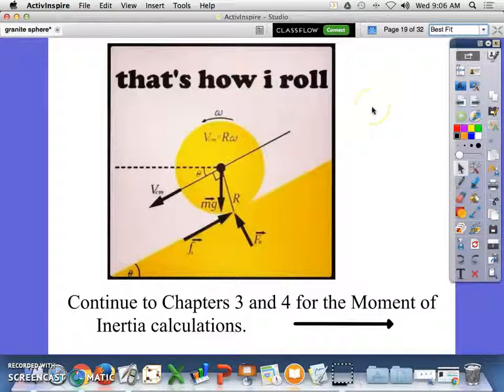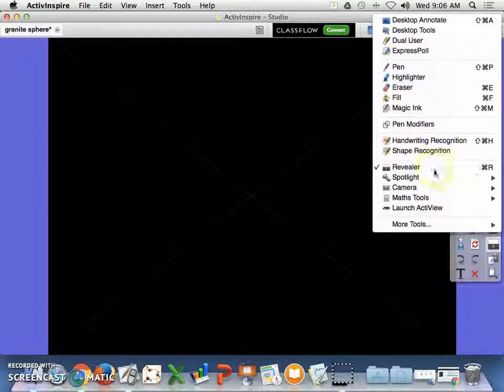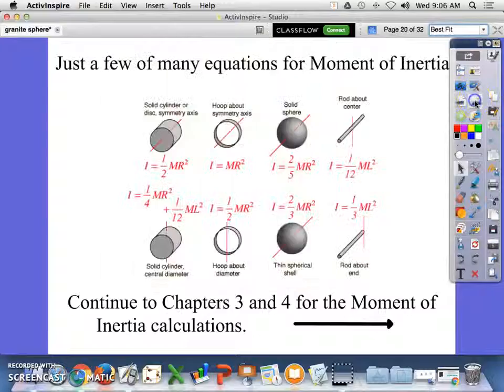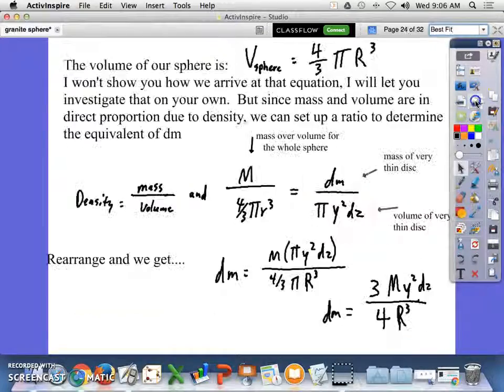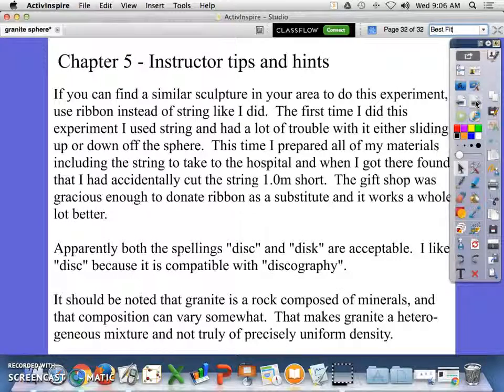Okay, so if you are working at a higher level, college level, calculus level, AP Physics or something like that, you may want to go into chapters 3 and 4 on the other video. I think it's part 2. And we show how to do all of these calculations there. This is kind of what it looks like. But I want to skip back to chapter 5 for the hints and tips.